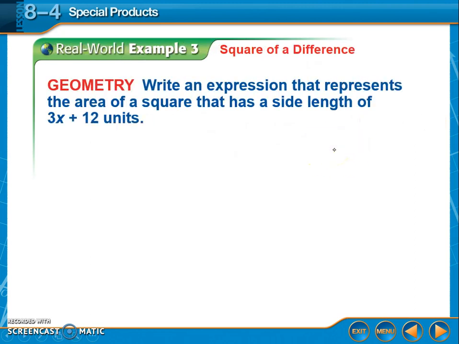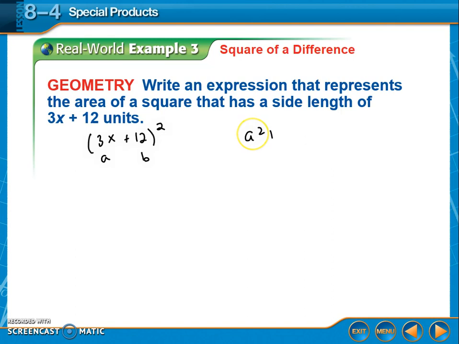Okay, write an expression that represents the area of a square that has a side length of 3x plus 12 units. So that's the same thing. If something is the side of a square, we square the side to find the area. So in this case, my a is 3x and my b is 12.